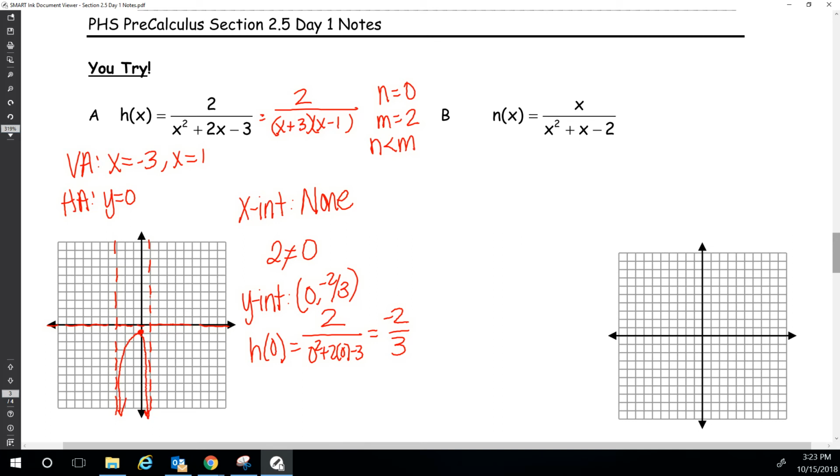And then I just need a test. Is it going here and here, or here and here, or here and here, or here and here? So let's test something that's less than -3. Is it up here or down here? So let's do h of -4. That would be 2 over (-4) squared, which is 16, plus -4 times 2, which is -8, minus 3. So this would be 2 over 16 minus 8 minus 3, which is 2 over 5. So it's positive, which means we're going to be up here.